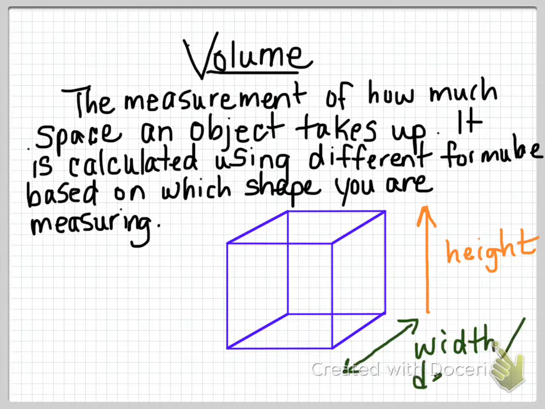We look at three different dimensions. We look at length, width, and/or depth. They mean the same thing. Sometimes people call it width, sometimes people call it depth. And then we also look at height.